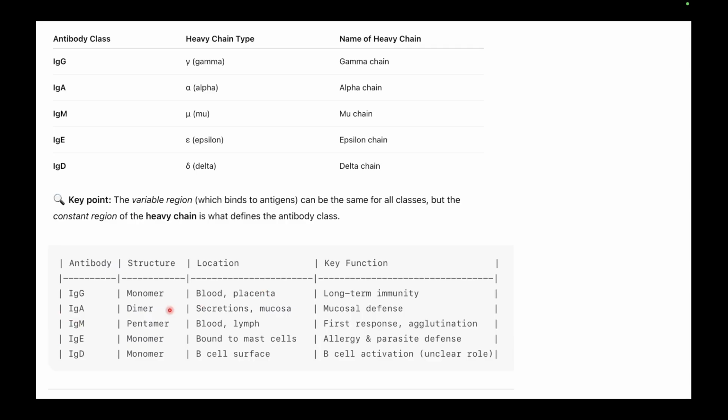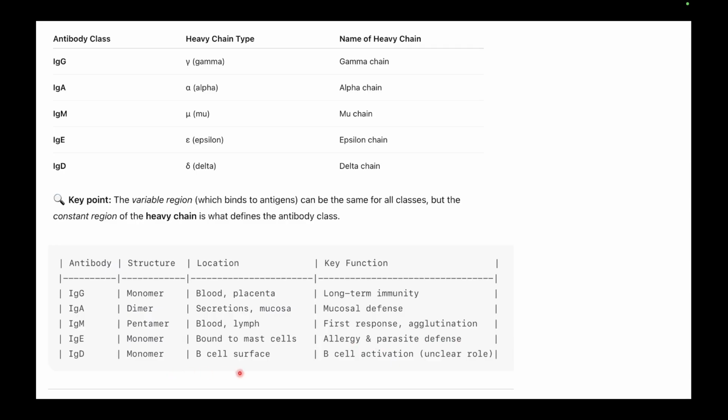IgA is present in a dimer form. It is present in the secretions and the mucosa, and helps in mucosal defense. IgM is a pentamer. It is present in the blood and lymph. It is basically the first response and agglutination. IgE is a monomer. IgD is also a monomer. IgE is bound to the mast cell, and allergy and parasite defense is its function.